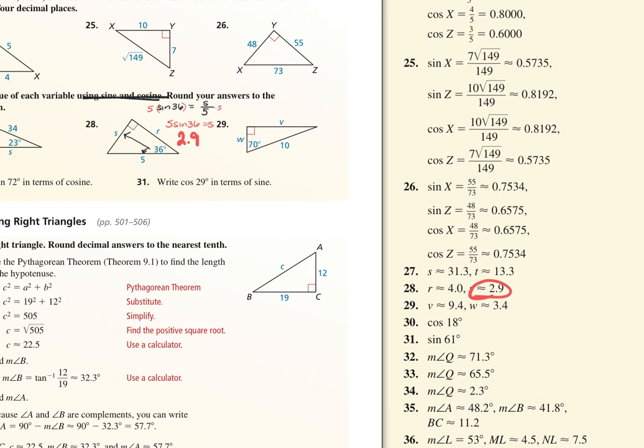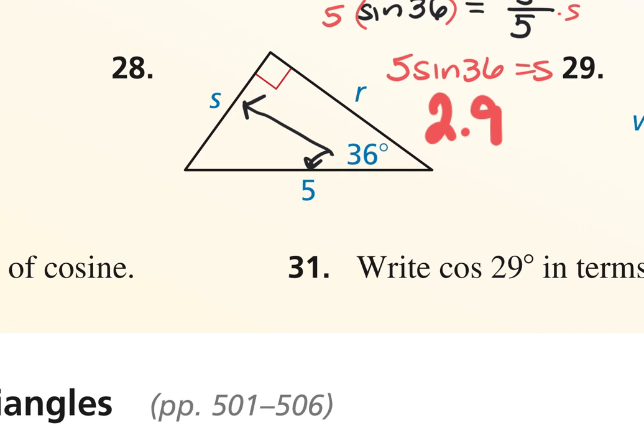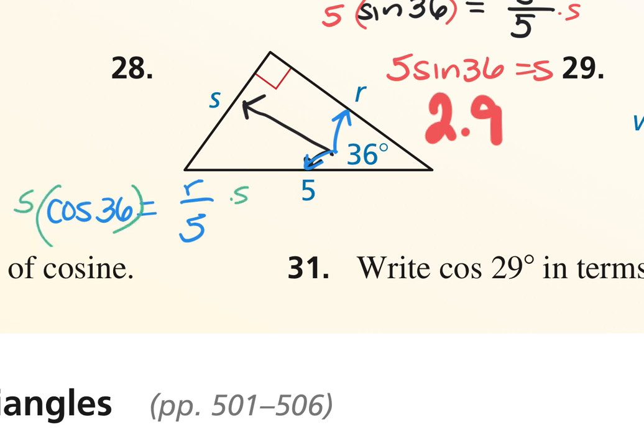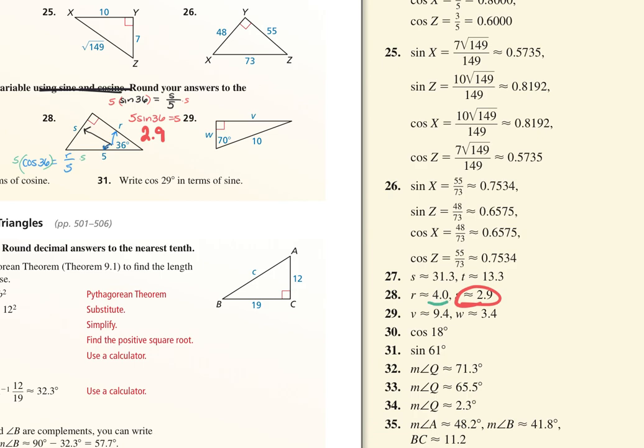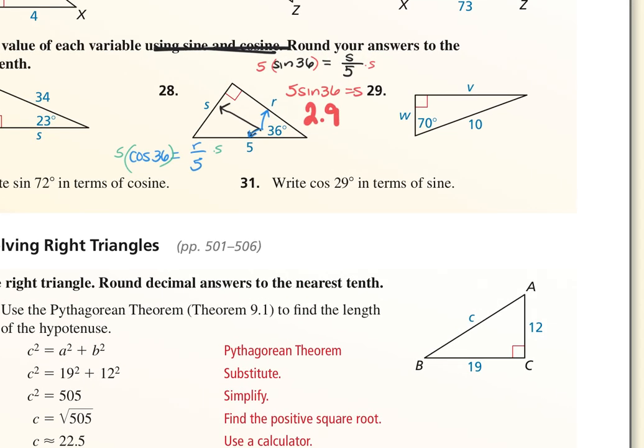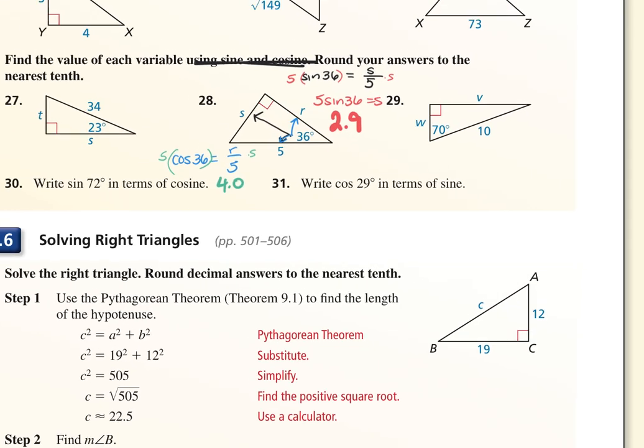And then to find R, I still want to stick with the information that's given. So I still want to use 36 and 5. So in respect to 36, R is adjacent and 5 is hypotenuse, which would be cosine. Cosine of 36 equals R over 5. And then you multiply by 5 on both sides. And that's where you get, what was 28? R is 4.0.